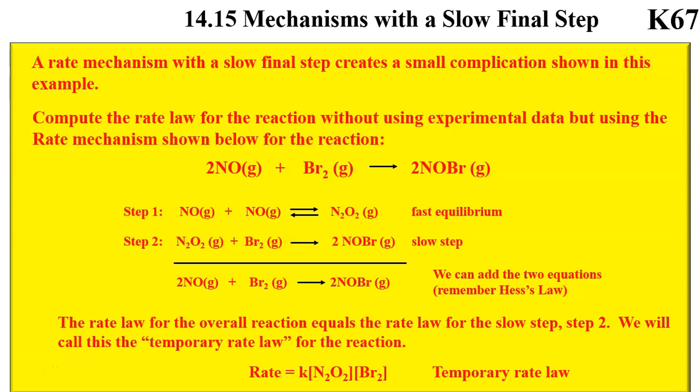Well, the problem is you can't have a rate law written in terms of an intermediate. In other words, look at the rate law down at the bottom. k[N2O2][Br2]. Look up at the original reaction at the very top. You don't have N2O2 anywhere in that original reaction. So how can you have a rate law that has a compound in it that doesn't appear anywhere in the original reaction? You can't. So you have to figure out how to substitute something for N2O2 that's in the original reaction. We're going to find that out on the next slide.